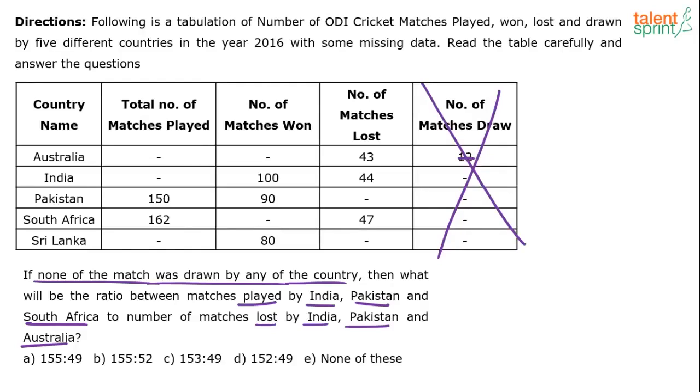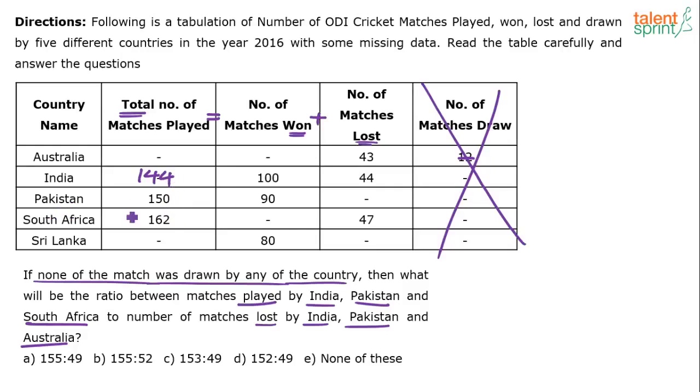Now finding out the values would become easy, right? There are only 3 values. Total number of matches played is equal to matches won plus matches lost. So wherever possible, we can find out the values. Like here in case of Australia, 2 values are missing, so we can't really do anything about it. But India, you know that they have 100 matches won, they have lost 44 matches. So total matches played is 144.